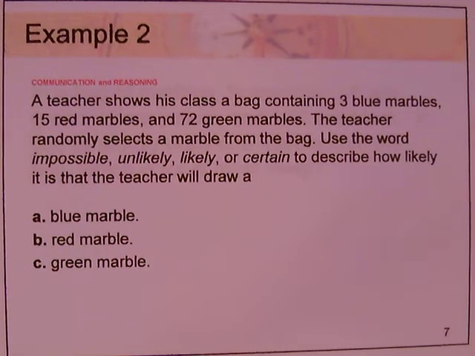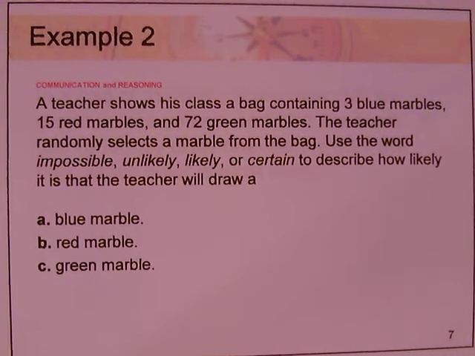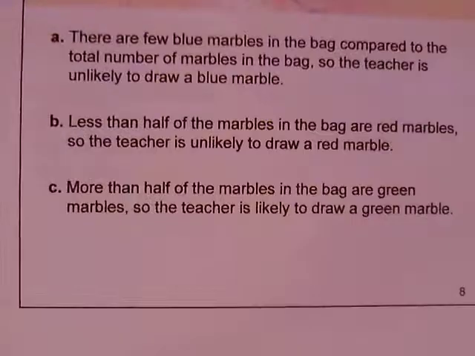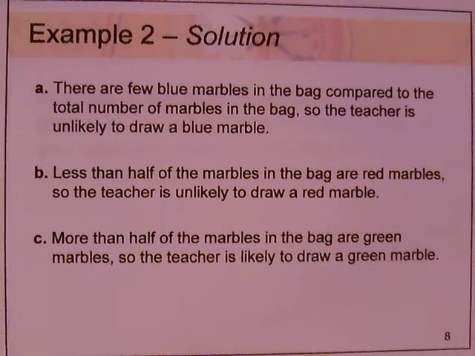In example 2, a teacher shows his class a bag containing 3 blue marbles, 15 red marbles, and 72 green marbles. The teacher randomly selects a marble from the bag. Use the word impossible, unlikely, likely, or certain to describe how likely it is that the teacher will draw a blue marble, a red marble, then a green marble. So that's parts A, B, and C. And the solution is right here on this next slide.